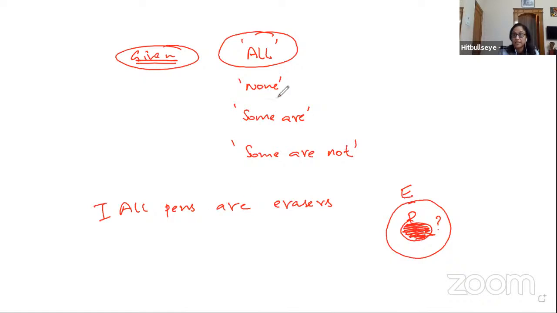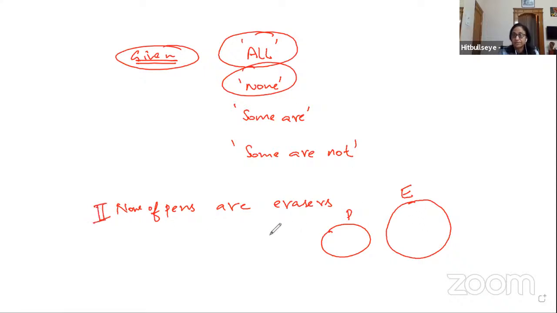Okay, let's move to the second type now, none. I'm changing the same sentence to none now. The sentence becomes: none of the pens are erasers. None of the pens are erasers means what? Pens are not inside erasers, they are outside. They are disjoint circles, nothing common between them. That's the diagram you make for the second case. Is the second case also clear?